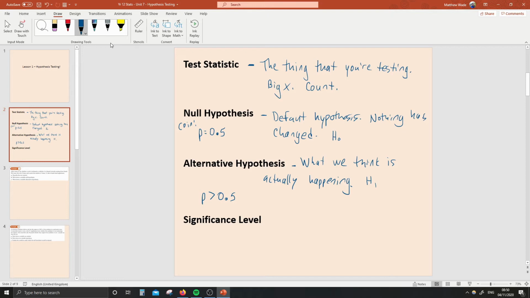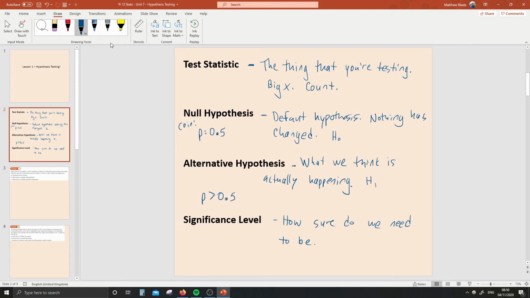Boom. Significance level. This is how sure you want to be. How sure do we need to be? And I know I'm giving you really non-technical definitions here, but you will get it shortly.